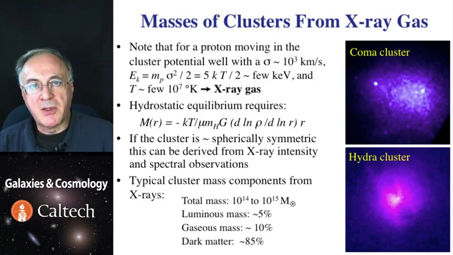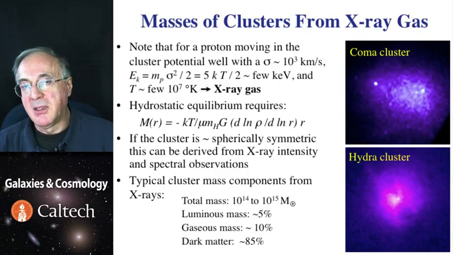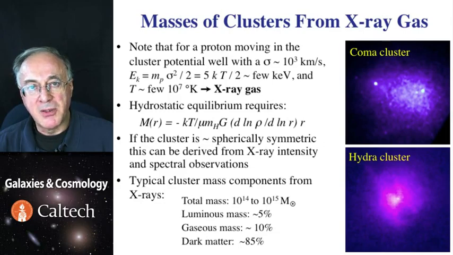The typical masses of clusters are in the range of 10^14 to 10^15 solar masses, only about 5% of which is luminous mass that we see in stars and X-ray gas. Only about 1/6 is the stuff in baryons, and everything else must be dark matter.